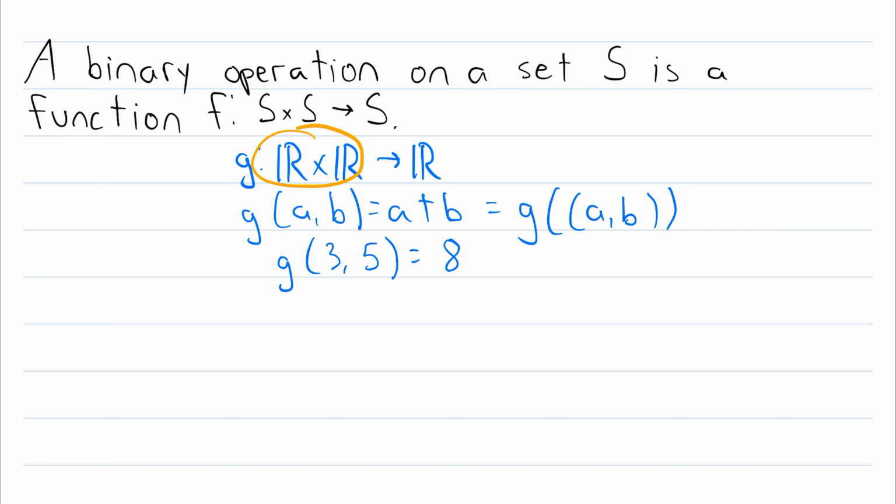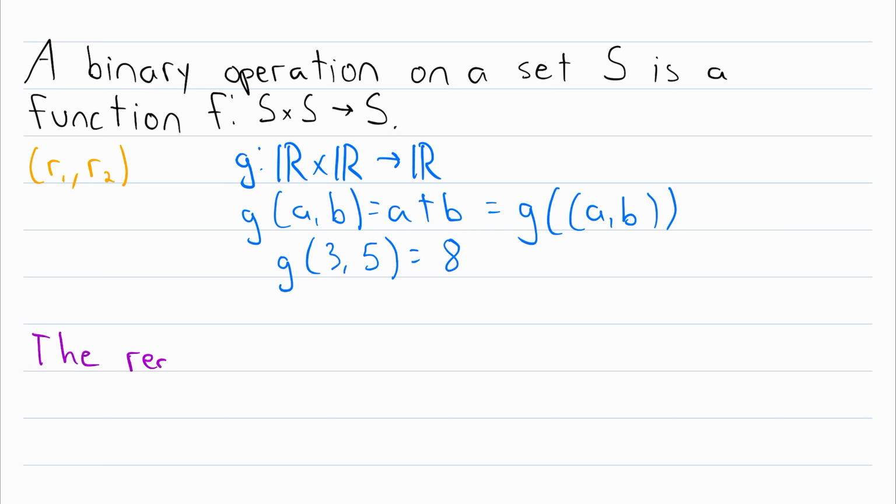But remember that the Cartesian product R cross R is the set containing all ordered pairs (r1, r2), where r1 and r2 are any real numbers. So the domain values here are technically ordered pairs. And so that's what a binary operation is. It's a function that takes an ordered pair containing two elements both from the same set, and it sends that ordered pair to some element also in the same set.